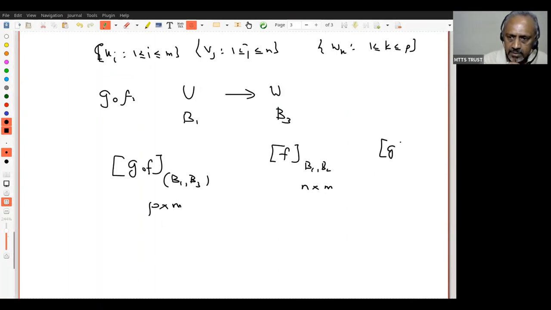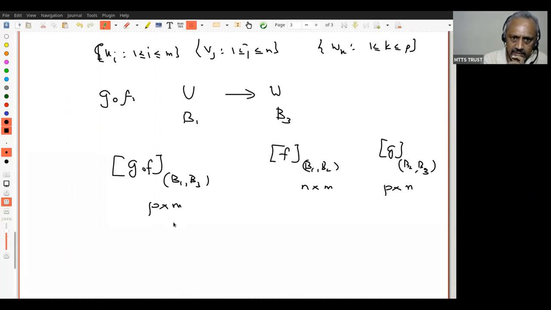And let us look at B2 to B3. This is the matrix of G. What is its dimension? That's dimension P cross N. You understand? So I want to know, there are three matrices, whether there is any relation between them.